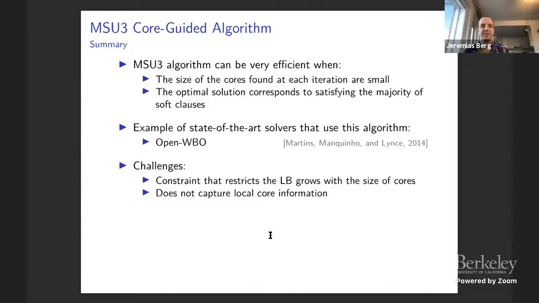Yeah, this is exactly what I think my next sentence would be: the challenge of this is that you still have to do a cardinality constraint that says you're only allowed to falsify at most so and so many clauses.